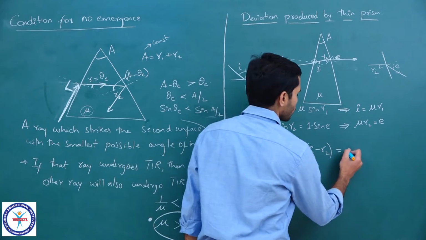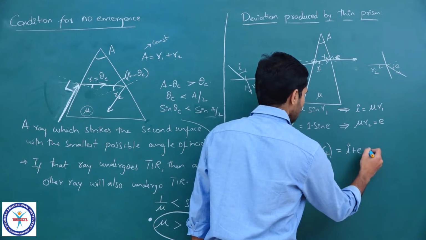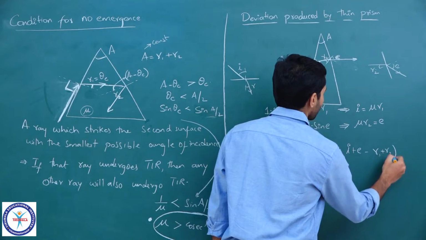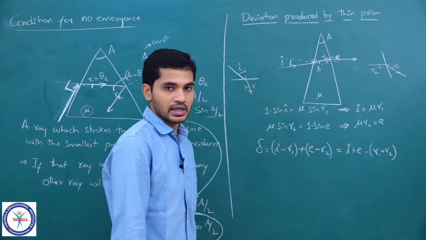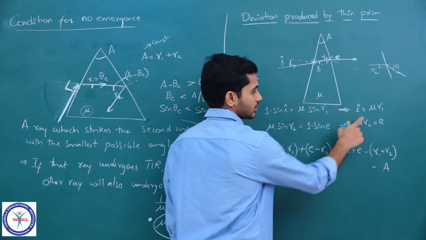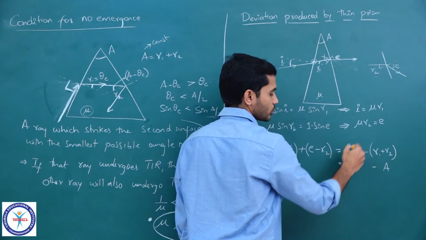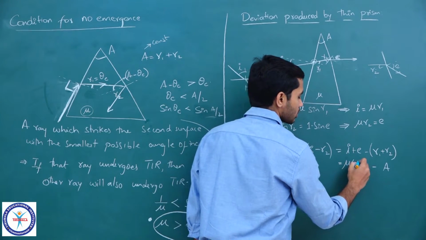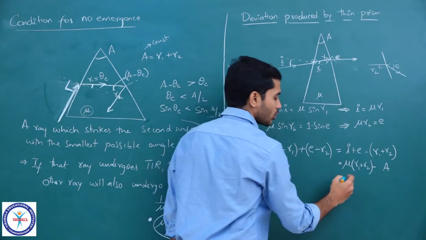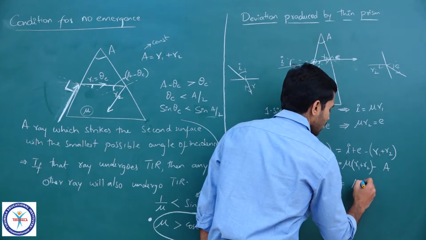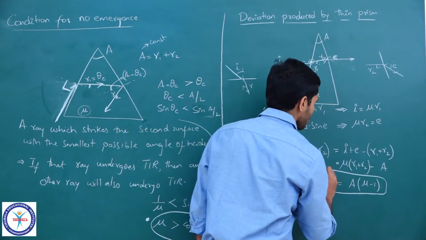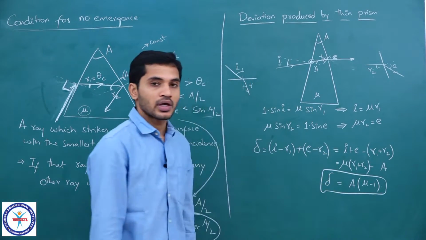So, this will be equal to I plus E minus R1 plus R2. We already know that R1 plus R2 is nothing but A. So, this is I plus E minus A. I is mu R1, E is mu R2. If I substitute, I will get mu times R1 plus R2, and R1 plus R2 is once again A. So, if I take A common, I would be getting this as A into mu minus 1. That is the deviation that is produced by a thin prism.